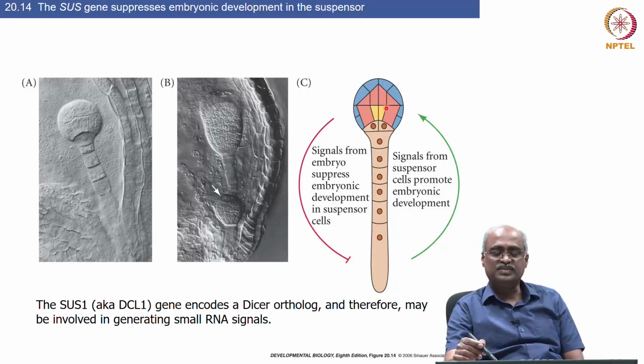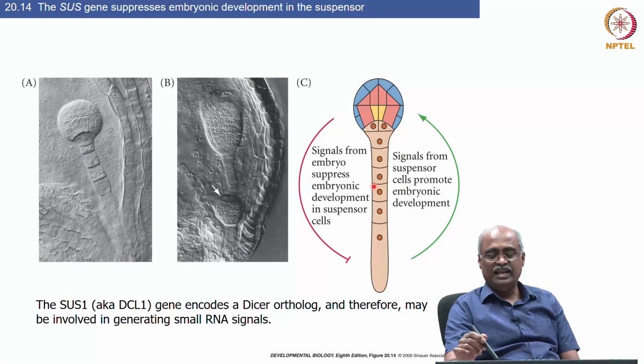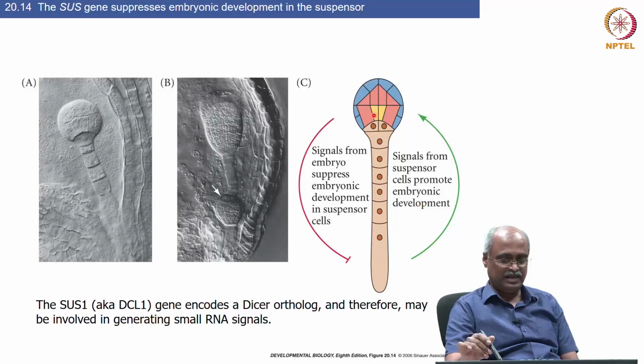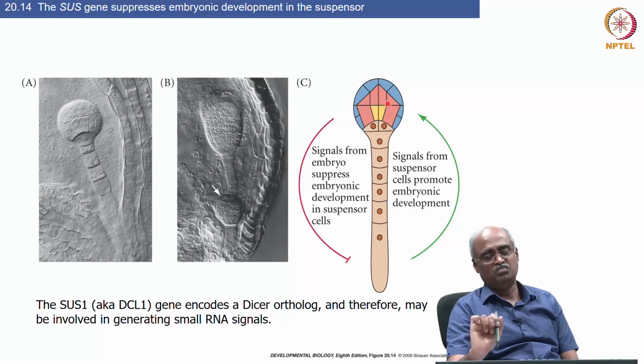You have signals coming from the embryo telling the suspensor not to form embryo. So it is a suppressor. A suppressor is usually indicated by a line like this. This sort of structure is suppression in developmental biology, and this arrow is an activation. So the signal from the embryo suppresses embryonic development in suspensor cells, and signals from the suspensor cells promote embryogenesis in the embryo. This is what scientists currently think is the way signaling happens between these two, to ensure the suspensor remains a suspensor and allows the embryo to develop normally.